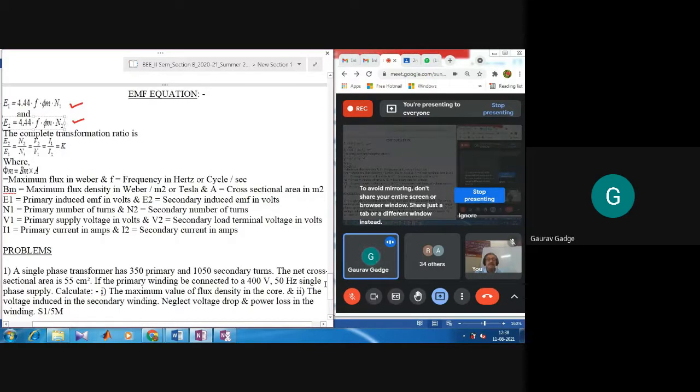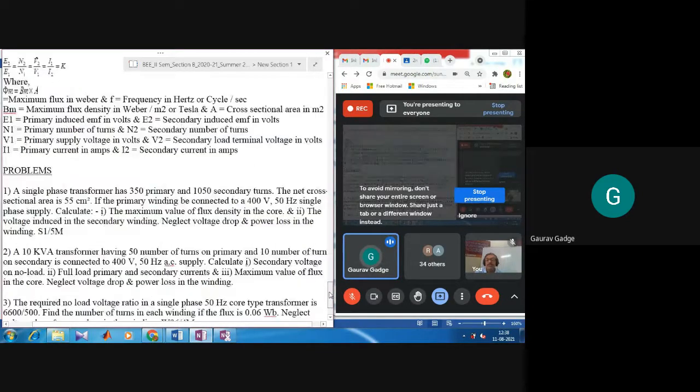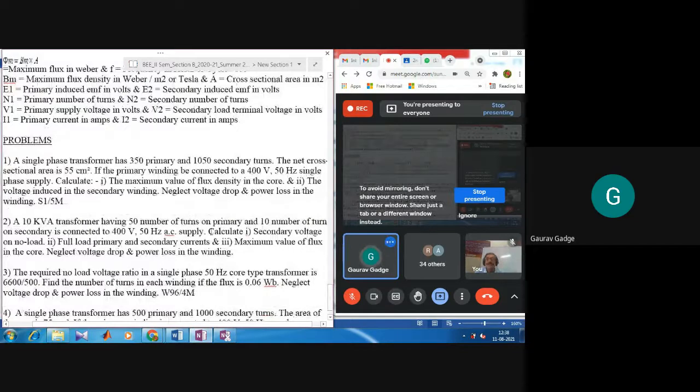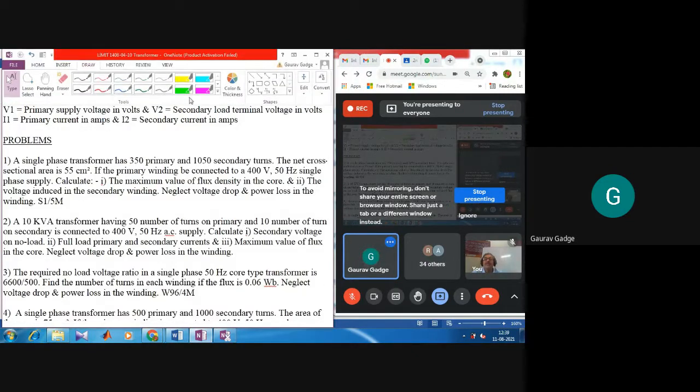EMF equation. What I generally do, as I did in the notes, is bifurcate numericals based on the topic. If the topic is EMF equation, then all the numericals asked in the university examinations are clubbed together and the equations are written. If you go through the unit number 4 notes on Google Classroom, you will find this pattern. So today I am going to discuss this particular section.